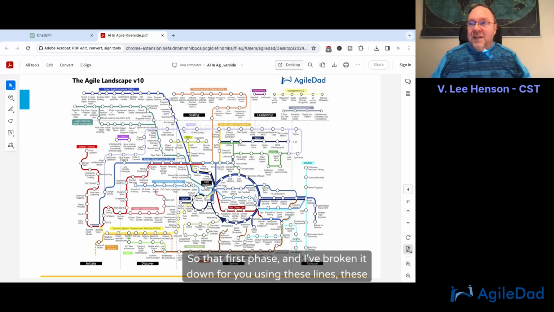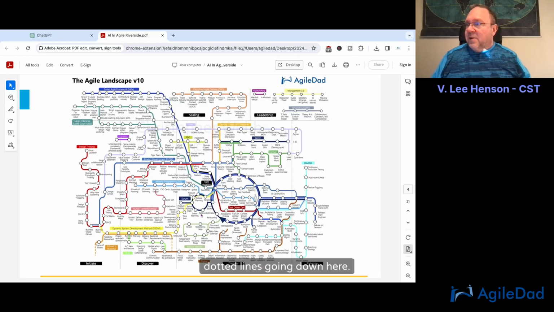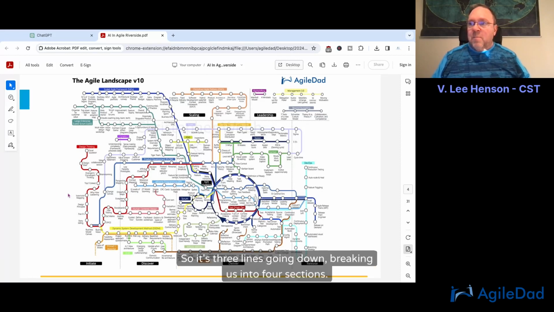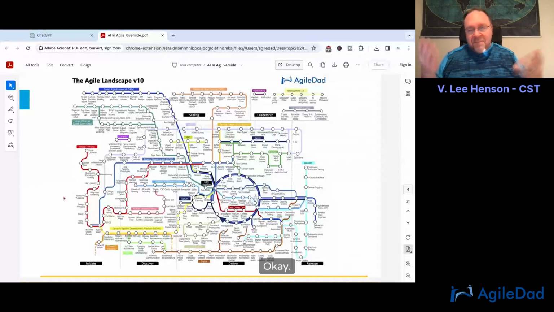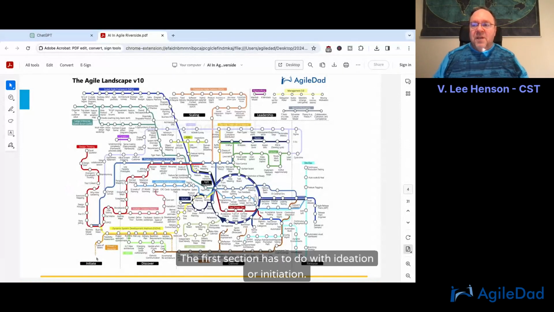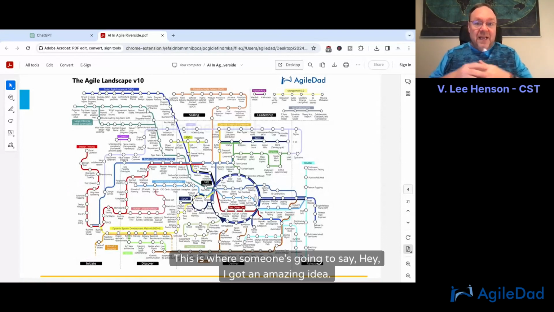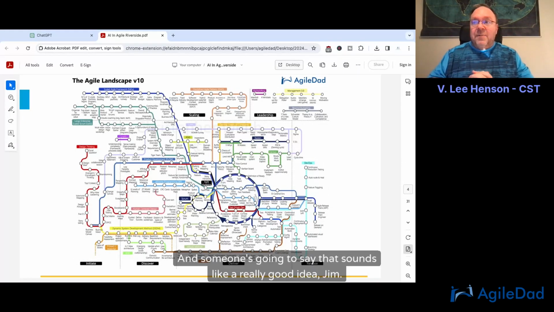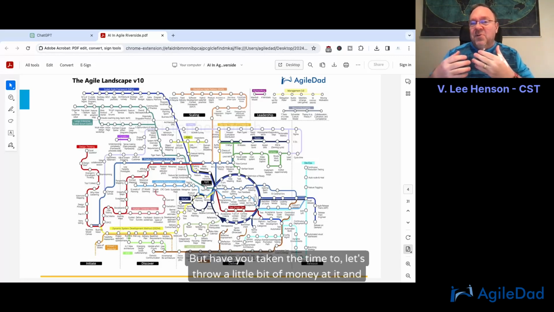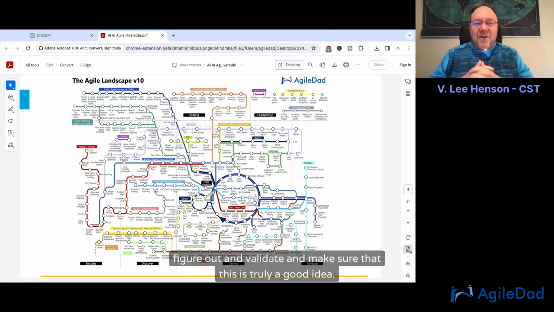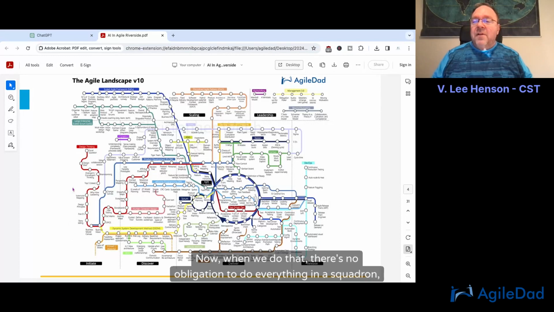So that first phase, and I've broken it down for you using these dotted lines going down here. So there's 3 lines going down, breaking this into 4 sections. Okay? The first section has to do with ideation or initiation. This is where someone's going to say, hey, I got an amazing idea. I think we need to do ABC. And someone's going to say, that sounds like a really good idea, Jim, but have you taken the time to, let's throw a little bit of money at it and figure out and validate and make sure that this is truly a good idea. Now, when we do that, there's no obligation to do everything in this quadrant, right?